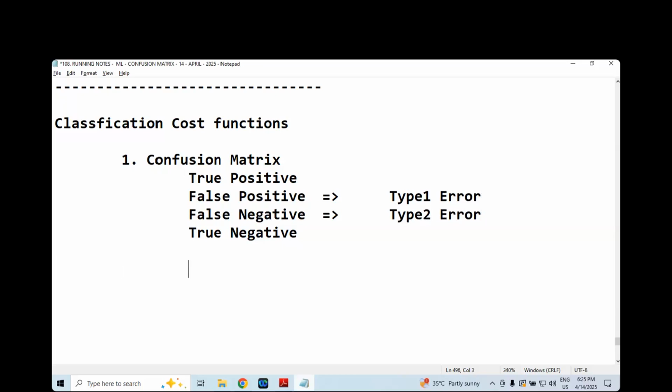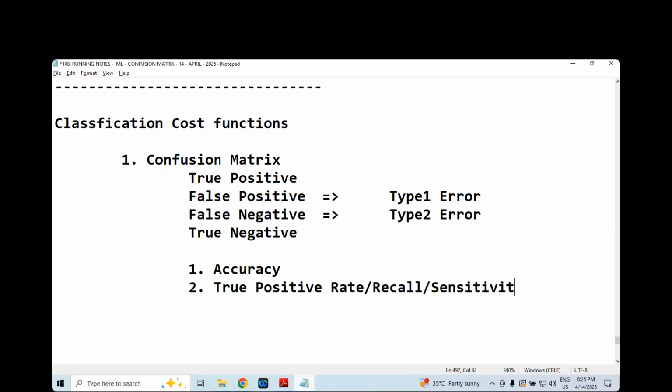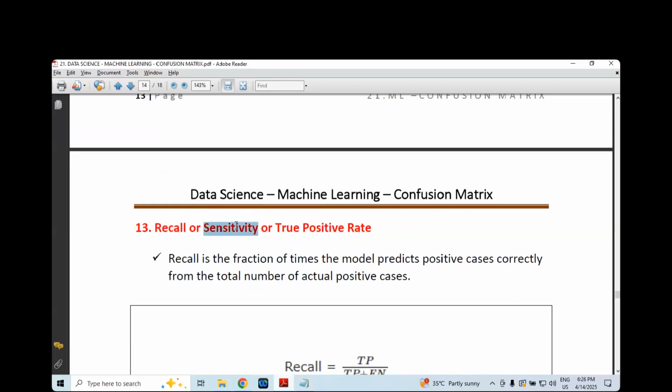Get ready with the first one, accuracy. The next one is called true positive rate, which is also called recall, which is also called sensitivity. Like this, on an average there are 5 metrics. All 5 are not important, but there is one metric which is important, called the F1 score. That is important, and I can cover it.